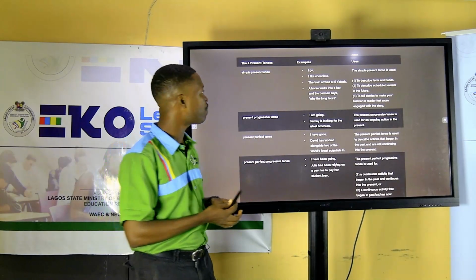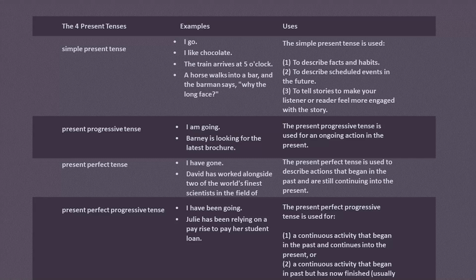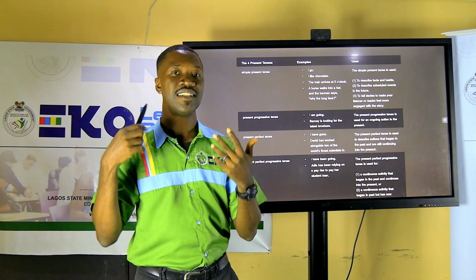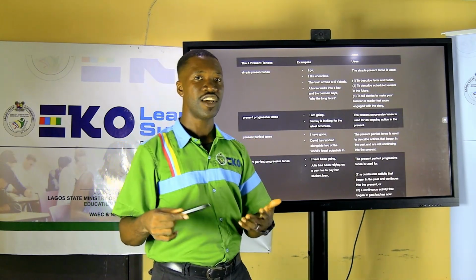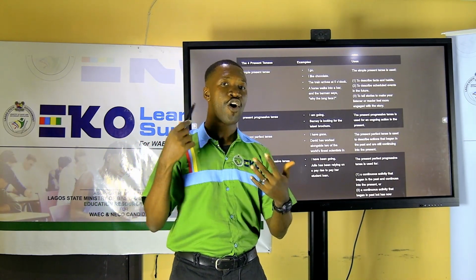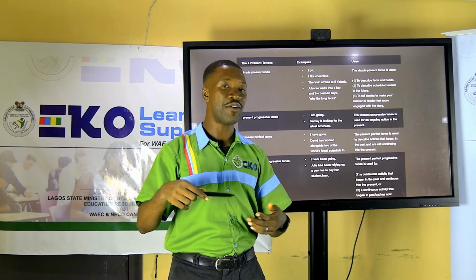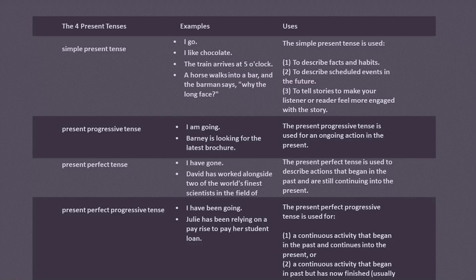Now, let's look at examples. Example number 1: I go. I like chocolate. The train arrives at 5 o'clock. A horse walks into a bar and the barman says, "Why the long face?" All these are examples of the simple present tense. You can give me more examples on your own by writing them down as the lesson progresses.